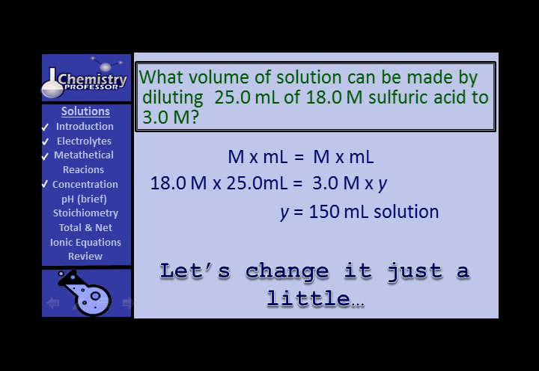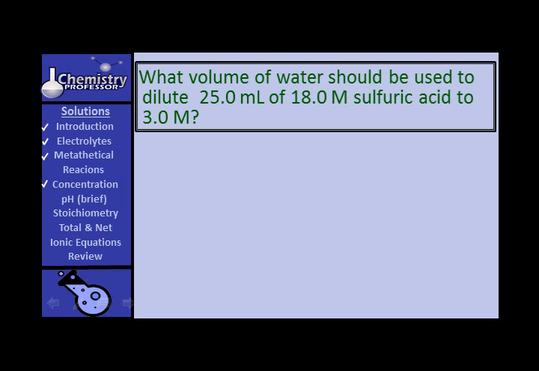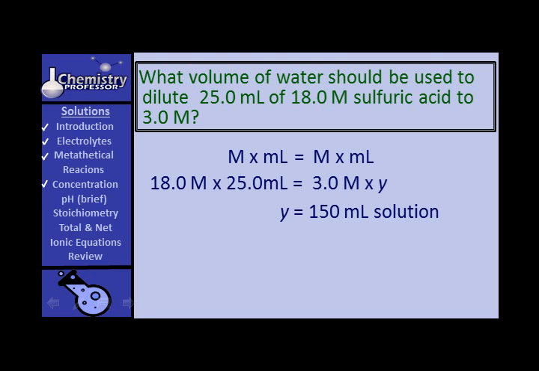All right, let's change it just a little bit. We have changed the problem to read what volume of water should be used to dilute the acid. Well, working it really looks kind of familiar. We start out and we calculate the volume of solution that we will produce. Now, knowing the volume of solution that we will produce, it seems kind of simple. Just take our 150 milliliters of solution and subtract 25 milliliters of the material we started out with, and that tells us we should add 125 milliliters of water.